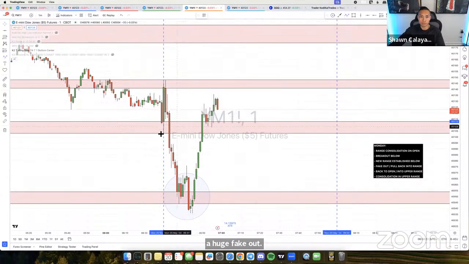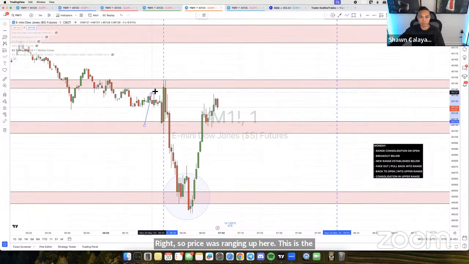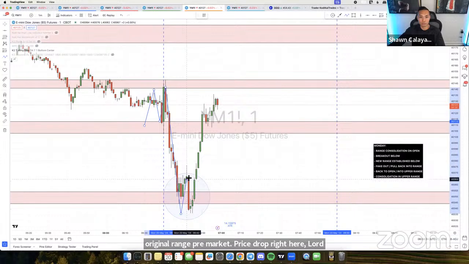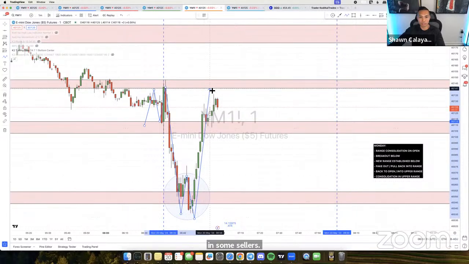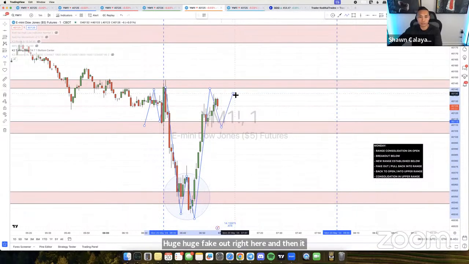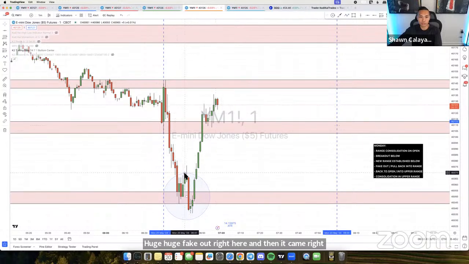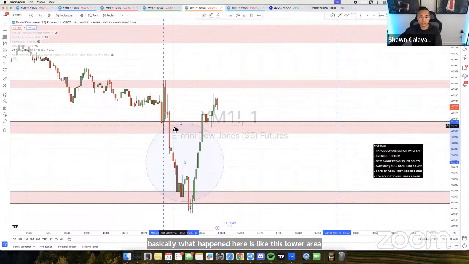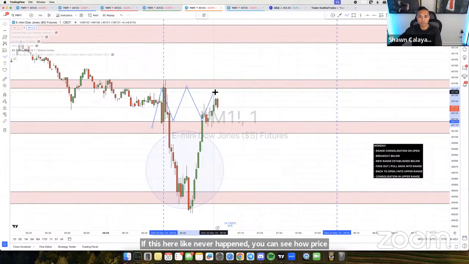So price was ranging up here. This is the original range pre-market. Price dropped right here, lured in some sellers, huge fake out right here. And then it came right back into the range. So basically what happened here is this lower area never happened. So you could just put a big circle right here. If this never happened, you can see how price would have technically just continued to range within this area here, right?